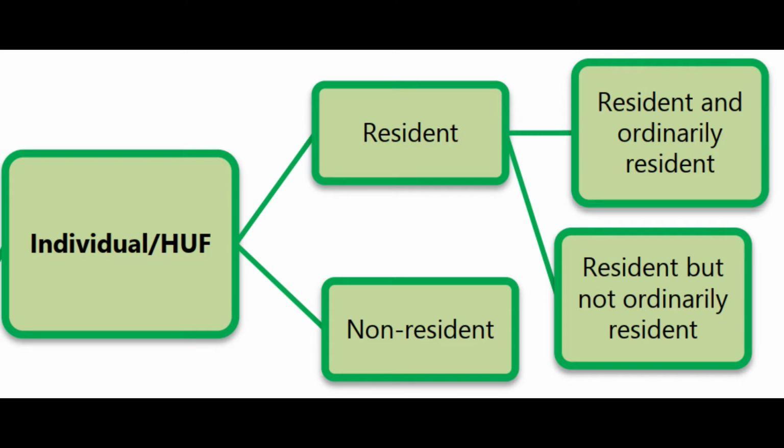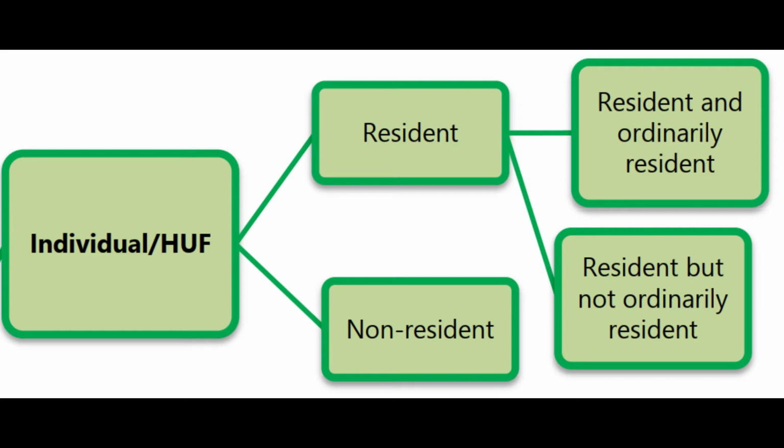In general, the residential status of individuals or HUF can be classified into three categories. HUF, we know that. What is that? Hindu Undivided Family. So, individuals or HUF residential status can be classified into three categories. What are those three categories?